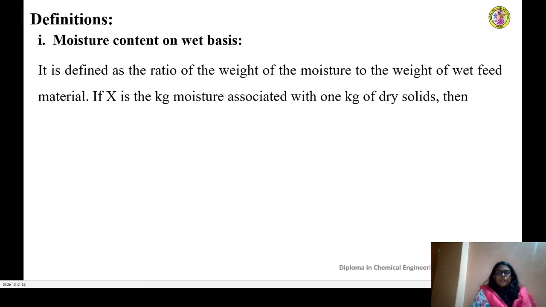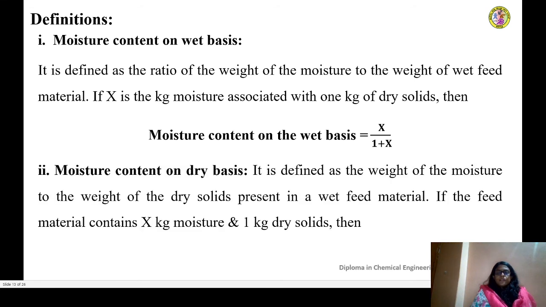So let us now go through some of the definitions that are related to the drying operation. The first one is moisture content on wet basis. It is defined as the ratio of the weight of moisture to the weight of wet feed material. So if x kg moisture is present in 1 kg dry solids, then the total amount of wet material is 1 plus x kg. So according to our definition, moisture content on wet basis is equal to x divided by 1 plus x.